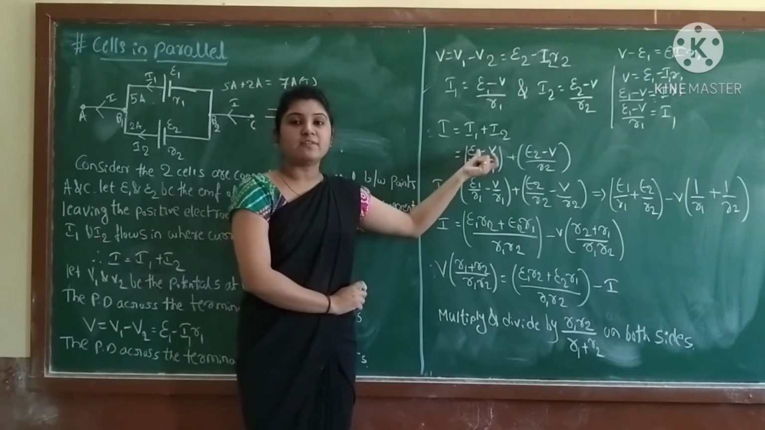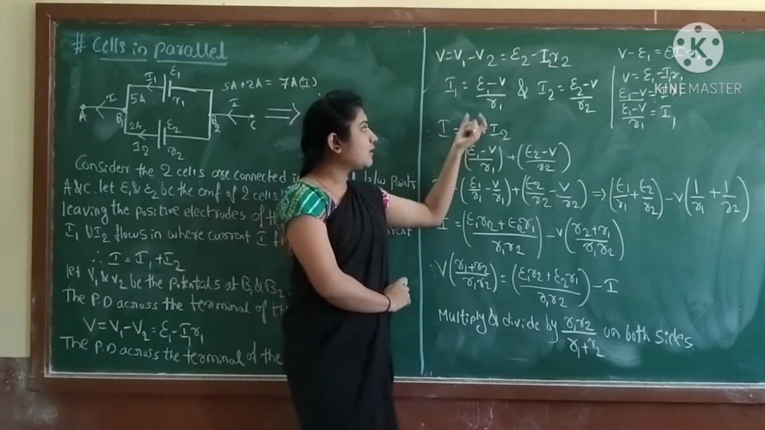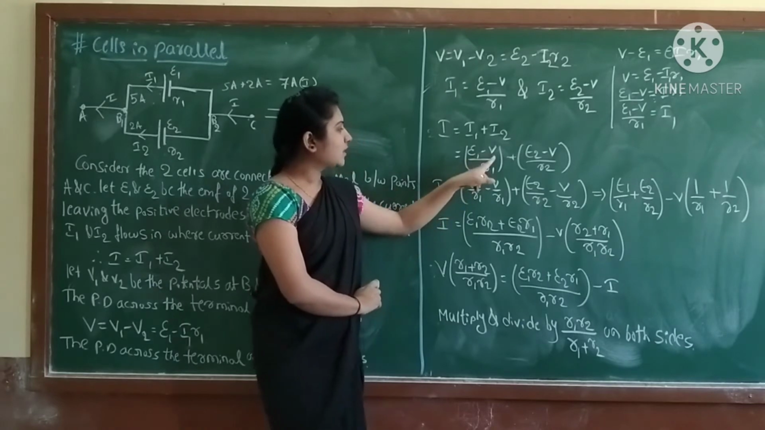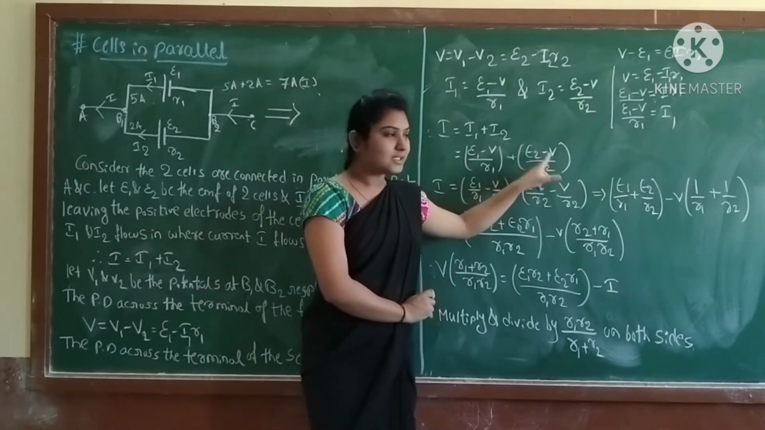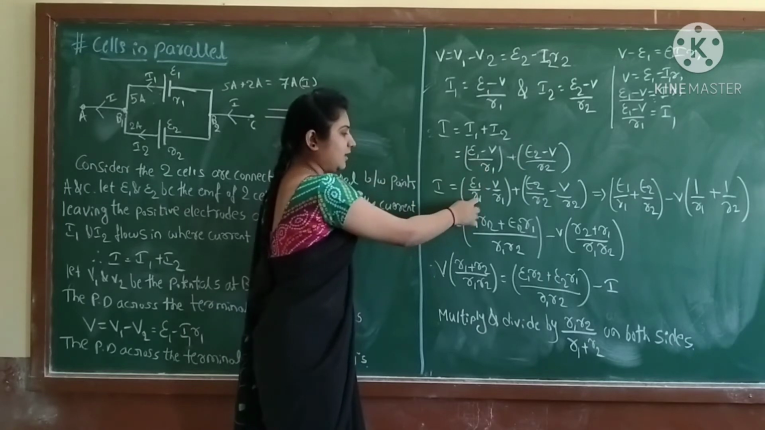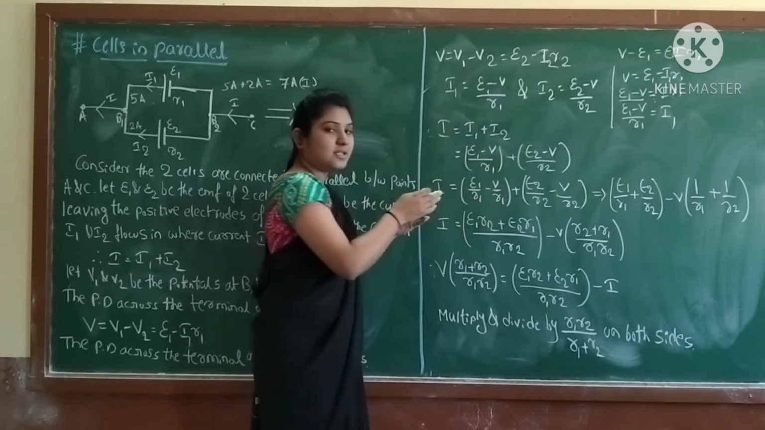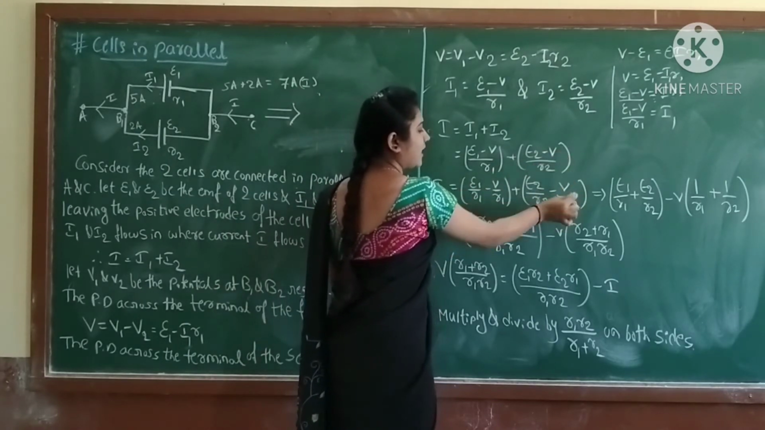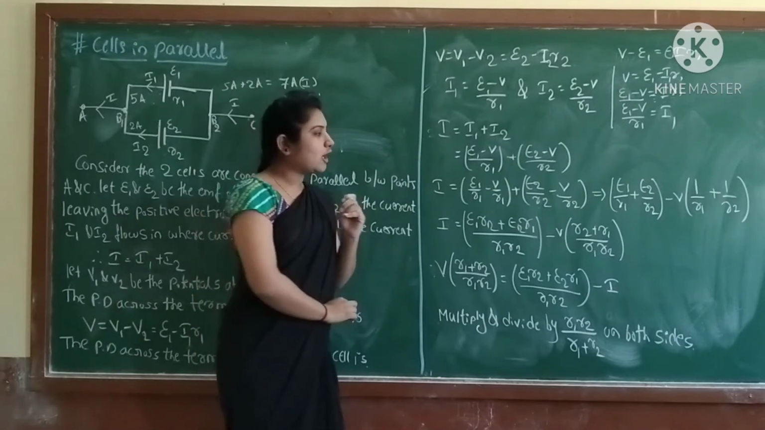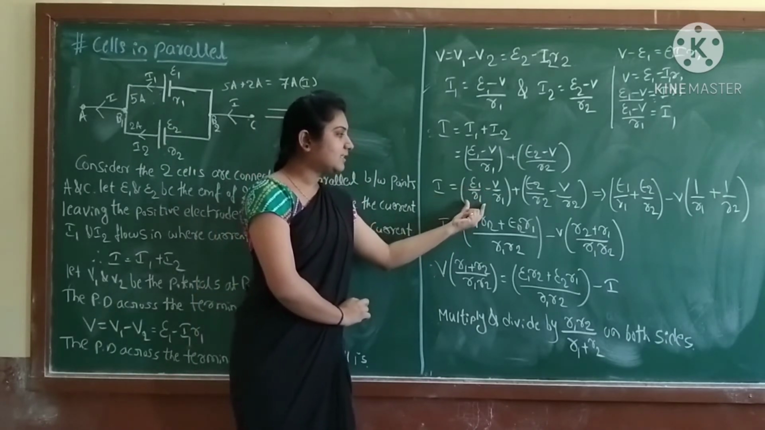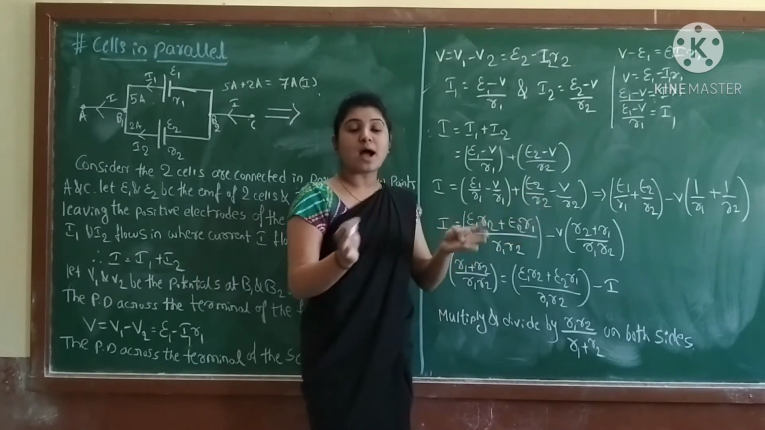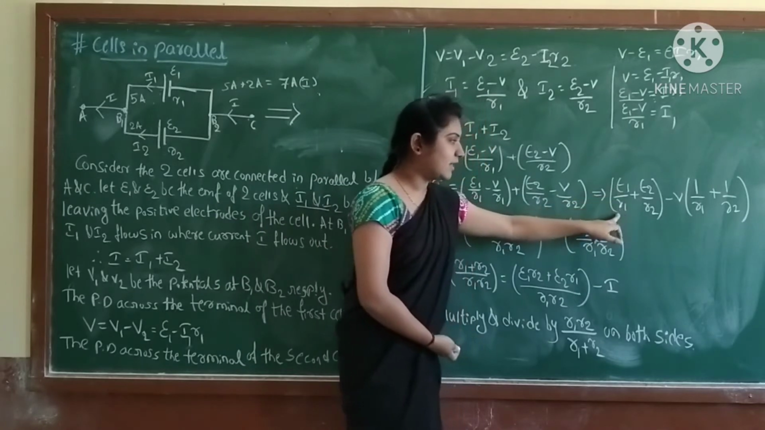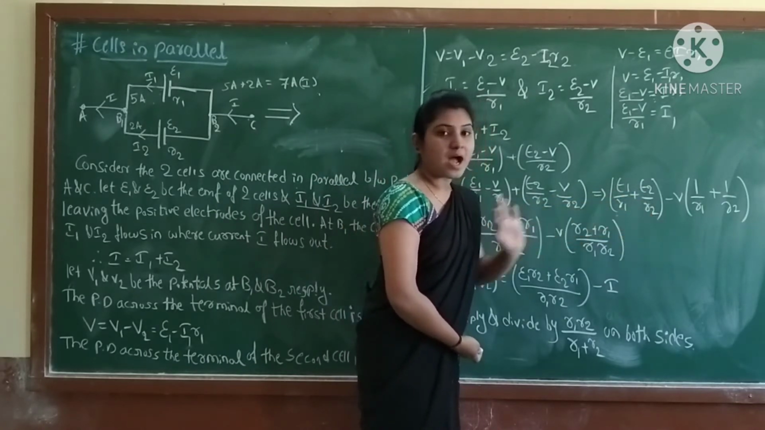Total current will be I1 plus I2. Then put the value I1 plus I2. Yes. So here the common will be V. So what will you do first? E1 by R1 minus V by R1. Just split that one. Later E2 by R2 minus V by R2. Yes. So now what do you do? Here E1 by R1 is there. E2 by R2 is there. So I will combine both the EMFs. So what will it become? E1 by R1 plus E2 by R2.